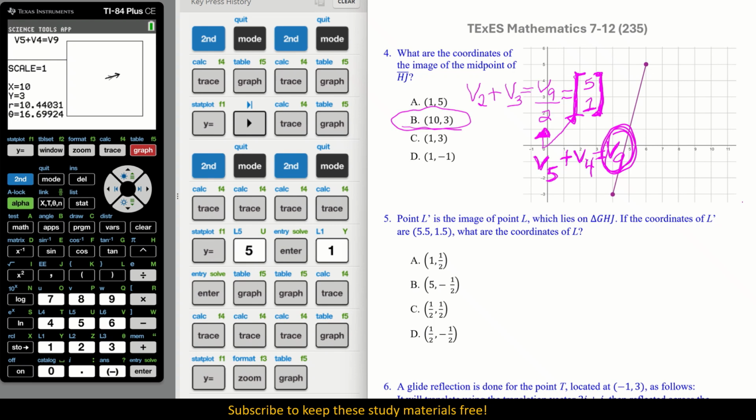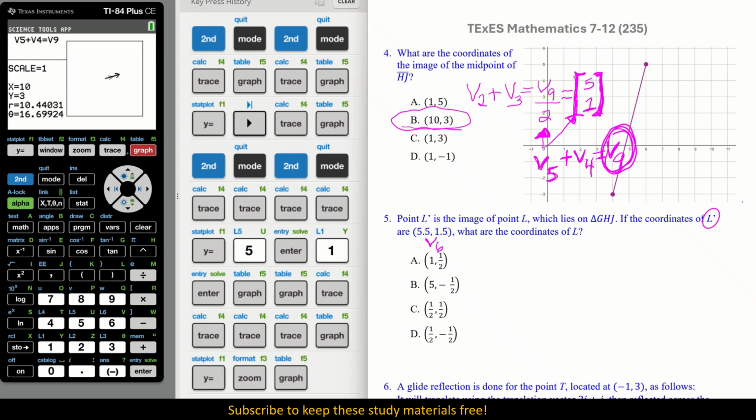All right, it says point L prime is the image of L, which lies on our triangle that we had in the beginning. If the coordinates of L prime... Okay, well, this is a prime and its coordinates that we don't have in our calculator. So notice we've used everything up to 5. So I say we put this guy in 6 to be safe, okay?